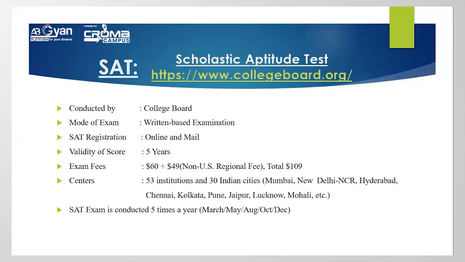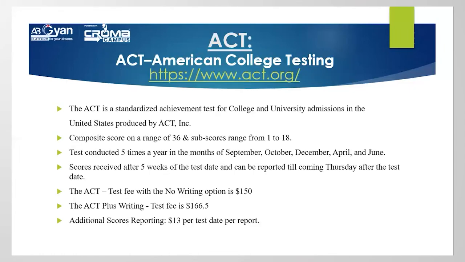Now we'll talk about ACT. ACT is American College Testing. It is required by colleges and universities of the USA, and its score ranges up to 36, and sub scores range from 1 to 80. It is also conducted 5 times a year: September, October, December, April, and June. And after 5 weeks of this test, you can report directly, like the Thursday after the test date.